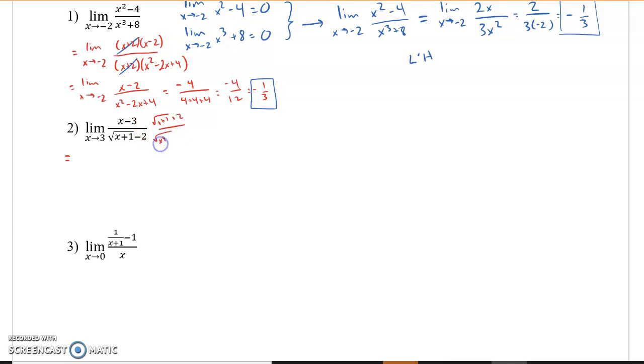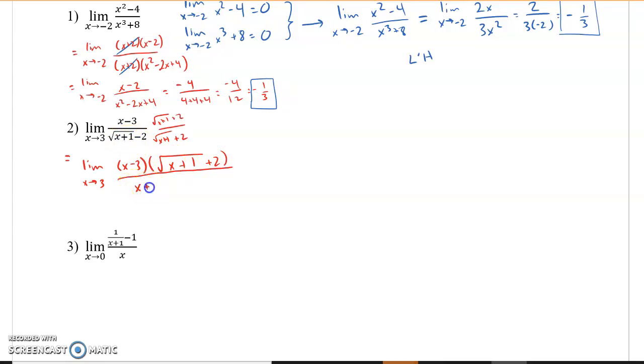which is going to be root x plus 1 plus 2, then on the top, don't forget to write that limit each and every time. We don't want to offend anyone with offensive notation. In the top, we'll leave it factored, but in the bottom, we'll definitely go ahead and distribute because conjugates are meant to multiply together, right?